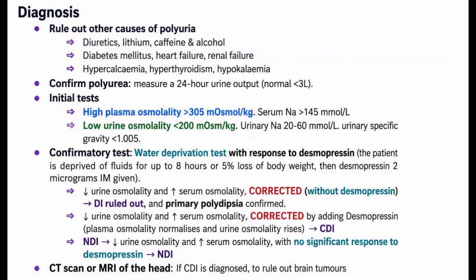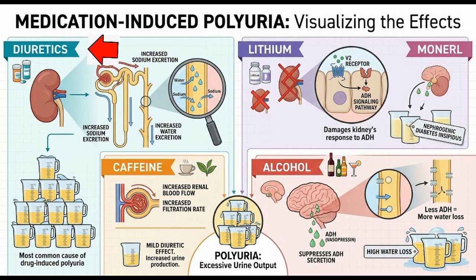A. Drugs. Some medications increase urine output. Examples include diuretics. Increase sodium and water excretion. Most common cause of medication-induced polyuria. Lithium. Can damage the kidney's response to ADH. Causes nephrogenic diabetes insipidus. Caffeine. Mild diuretic effect. Increases urine production. Alcohol. Suppresses ADH secretion. Less ADH leads to more water loss.